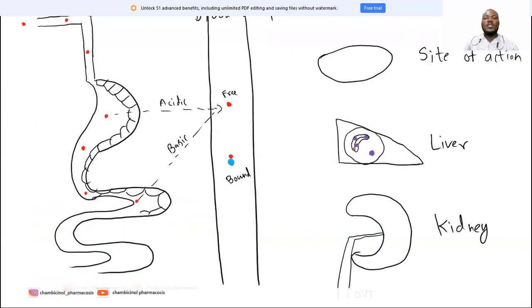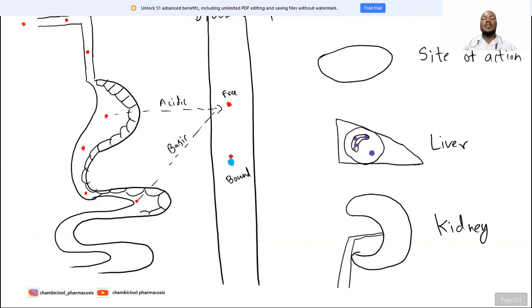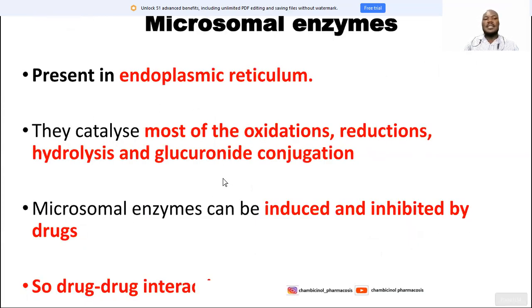Starting with the microsomal enzymes, they are present inside the liver, particularly in the hepatocyte, specifically in the endoplasmic reticulum. The endoplasmic reticulum contains special enzymes called microsomal enzymes, which are responsible for the metabolism of drugs. The non-microsomal enzymes are also present in the hepatocyte, but not in the endoplasmic reticulum; they are present either in the cytoplasm or in the mitochondria of the liver.